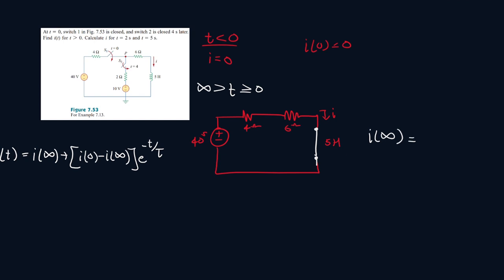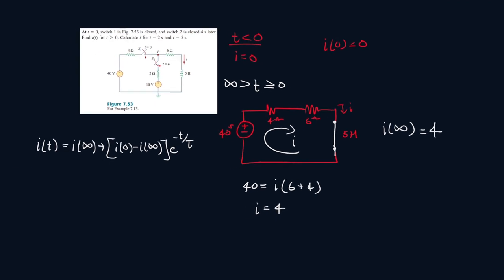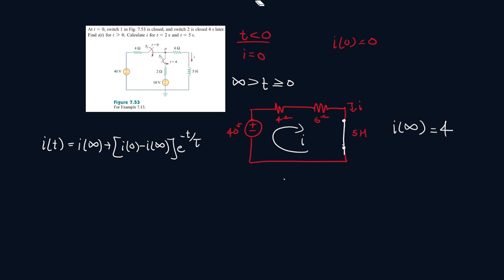We can do a mesh of i. So 40 equals i times 6 plus 4, so i will be 4. That's i(infinity). Now our time constant is what's left.